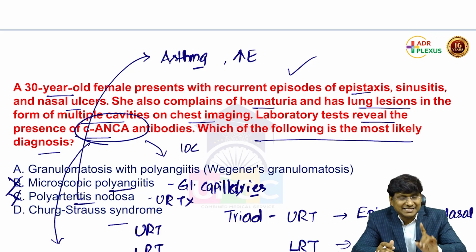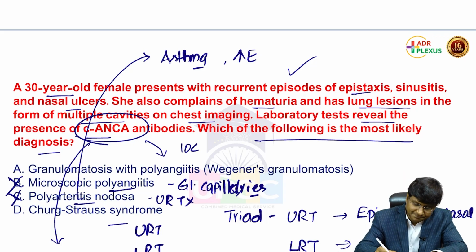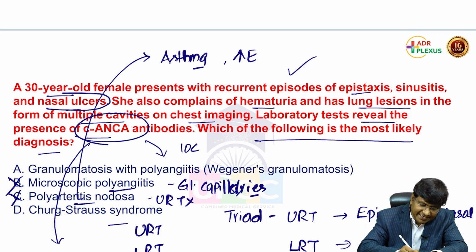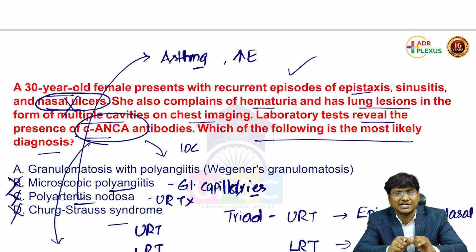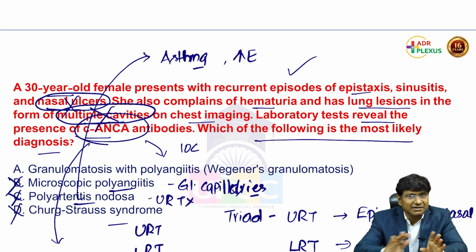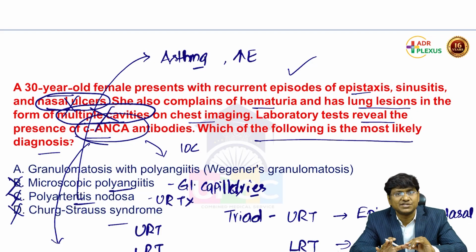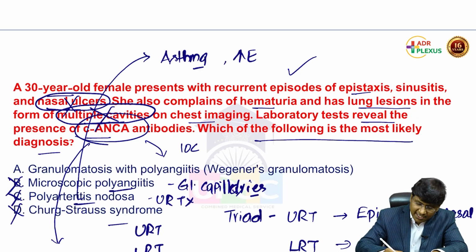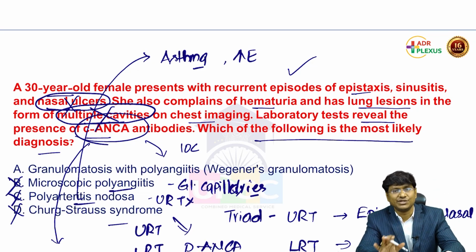But the presence of the nasal ulcers, they are not observed in case of the Churg-Strauss syndrome. And even the chest X-ray showing multiple cavities, they are not observed in case of the Churg-Strauss syndrome. And in patients with the Churg-Strauss, you have the presence of the ANCA, and that will be the P-ANCA. So P-ANCA will be positive in case of the Churg-Strauss syndrome.